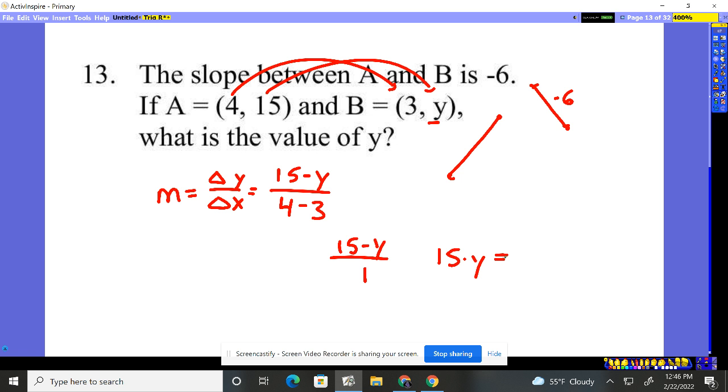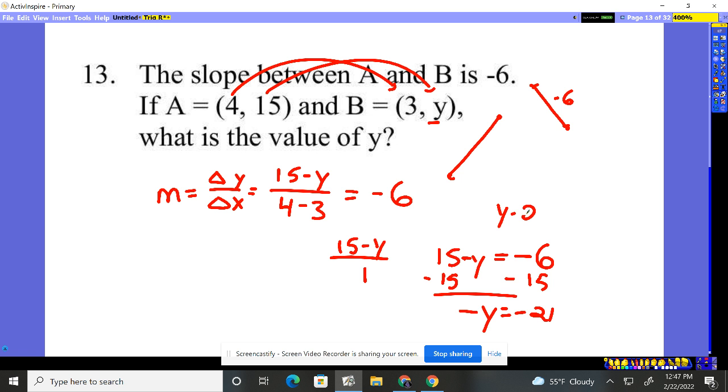We know that answer. This answer came out to be -6. So this 15 minus y needs to come out to be -6, right? So we just need to solve for y here. If I subtract 15 from both sides, I get the opposite of y is -21. That means y must be equal to a positive 21. So that has to be a positive 21.